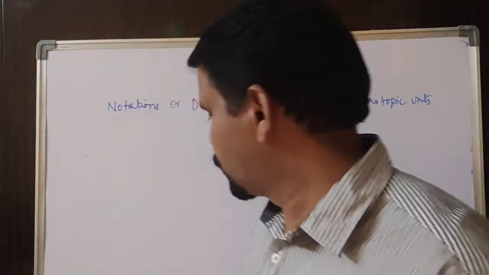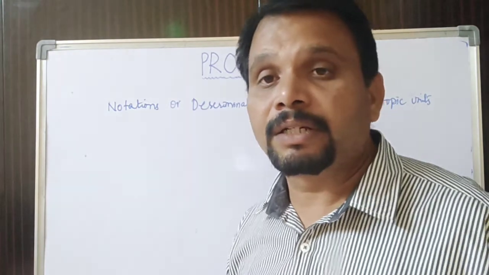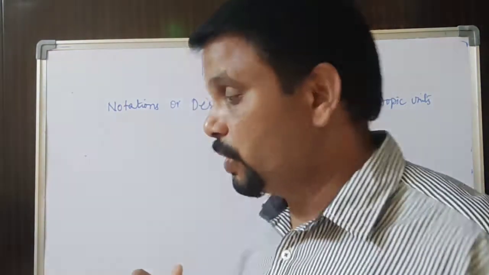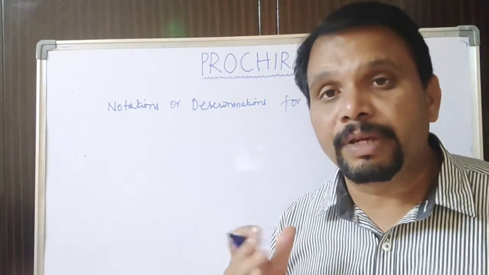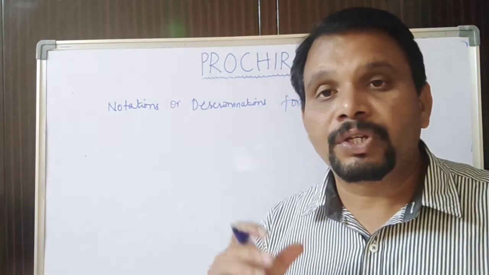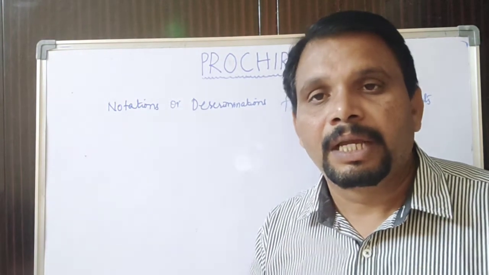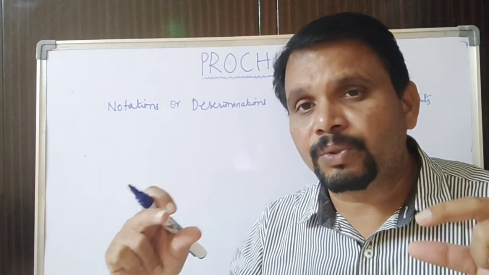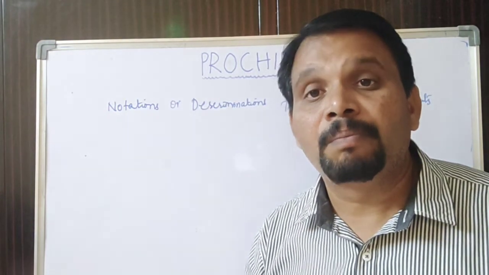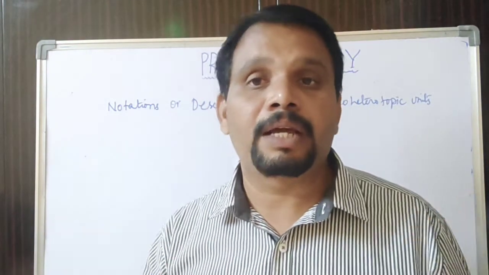Okay, so we will solve some examples so that you can understand how we can give notations or discriminations for stereo heterotopic units. It is very important for us to understand stereo heterotopic units. Stereo heterotopic units exist in prochiral molecules. Those two stereo heterotopic units can be given notations or discriminations based on some rules and regulations according to the Cahn-Ingold-Prelog method.